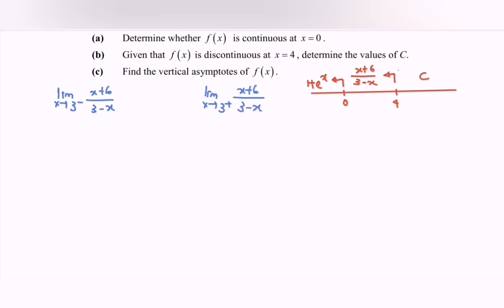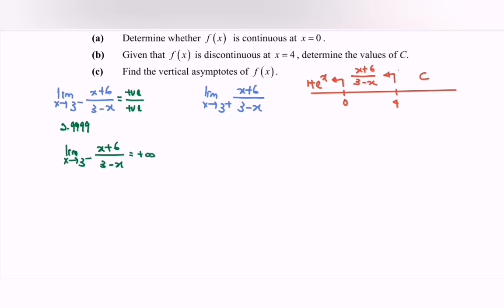If we substitute values approaching 3 from the left, for example 2.9999, the numerator is a positive value, and the denominator is a positive value as well. So the limit when x approaches 3 from the left for the function (x + 6) over (3 − x) is positive infinity.